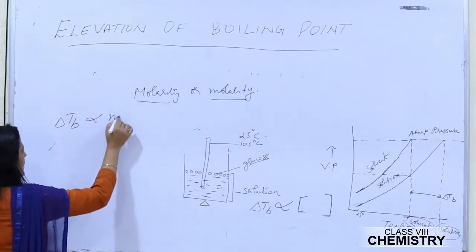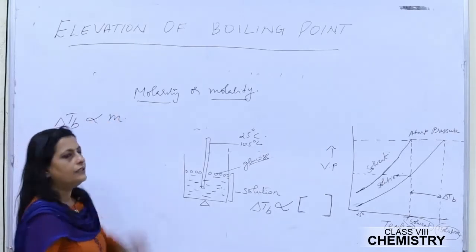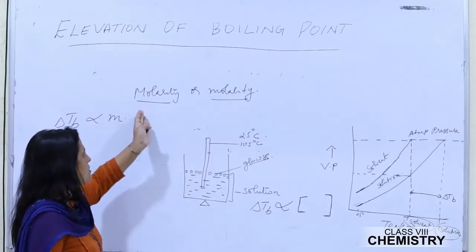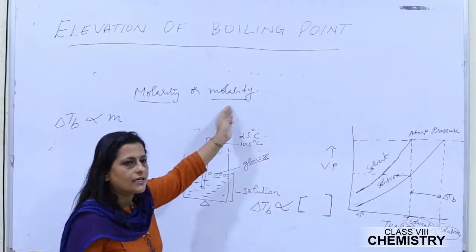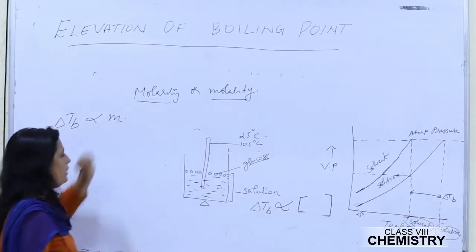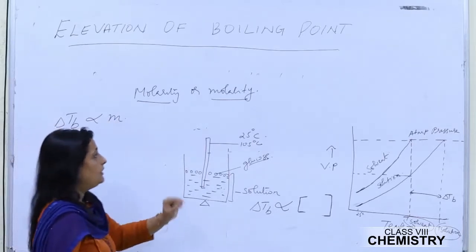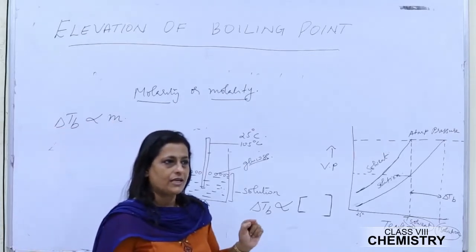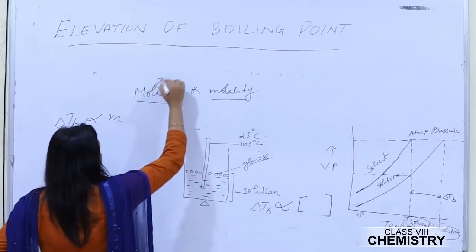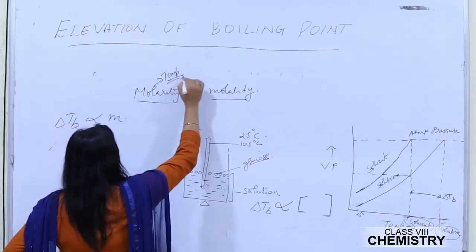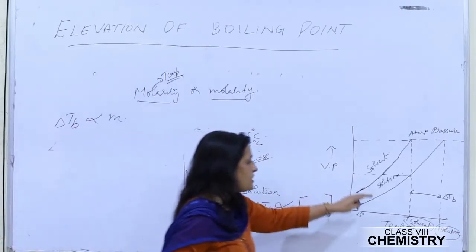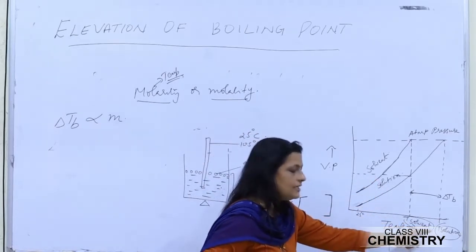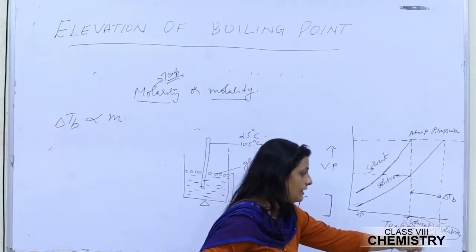Why am I using molality and not using molarity? Molarity is also a method of expressing concentration of solution. Molality is also a method for expressing concentration of solution. But I am using molality. Why? See here, molality is not depending upon temperature. But molarity depends upon temperature. Here what is happening? This variation is coming. Vapor pressure's variation is coming due to difference in temperature only. Here there is variation in temperature.